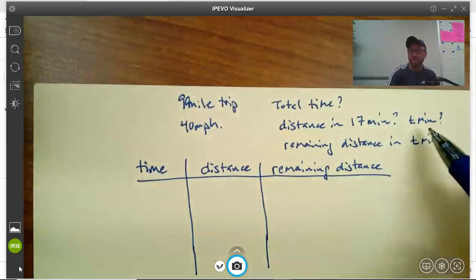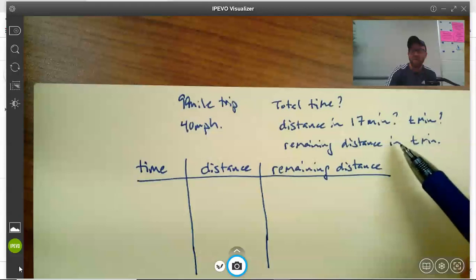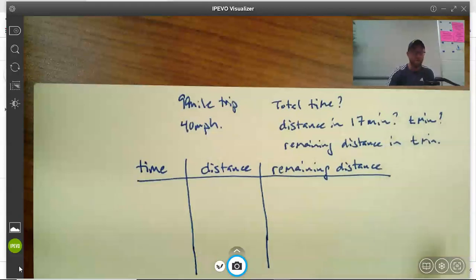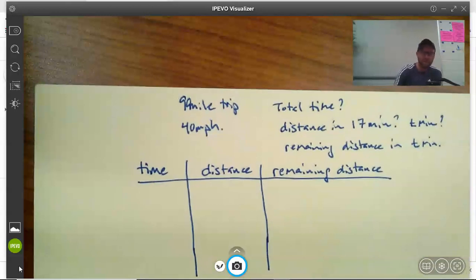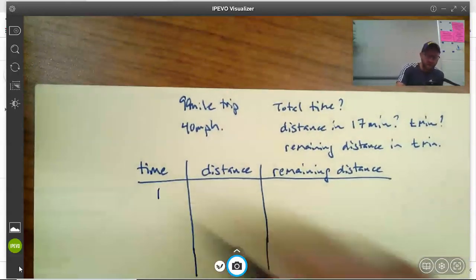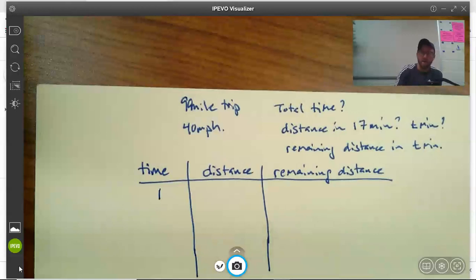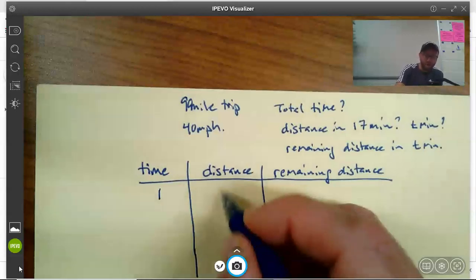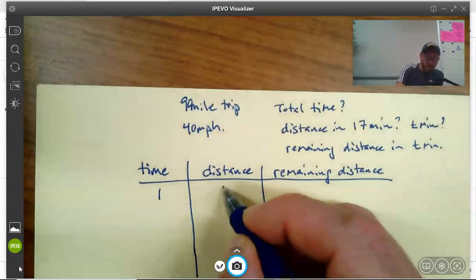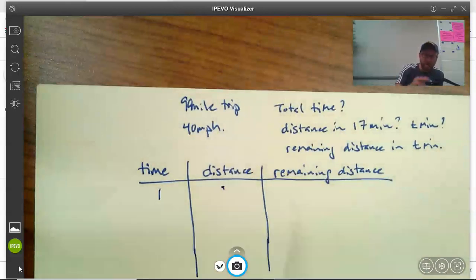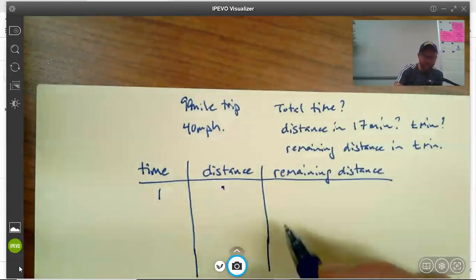I want to write an expression for how far we'll travel in t minutes, and an expression that represents how far we have still yet to go after t minutes. So let's take some times here. At 1 hour, 40 miles per hour means we travel 40 miles, not 90 miles. 90 miles is the distance of the trip.